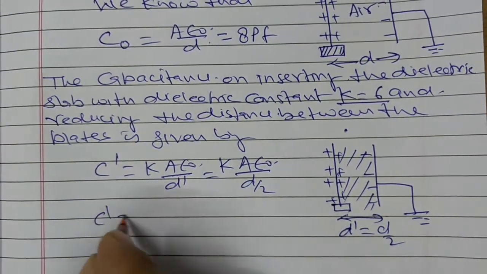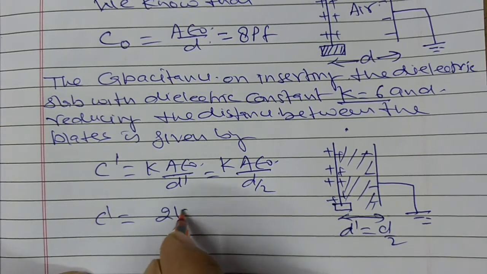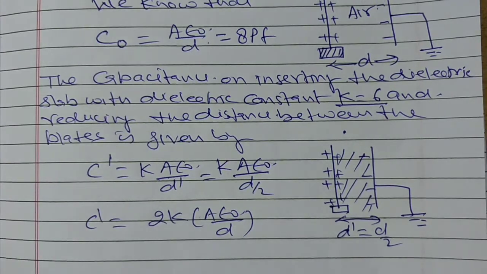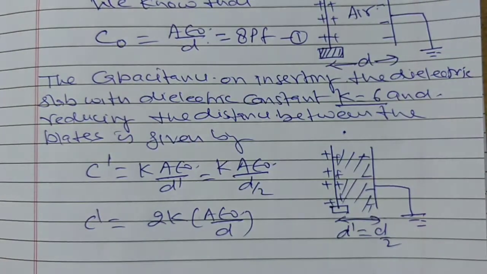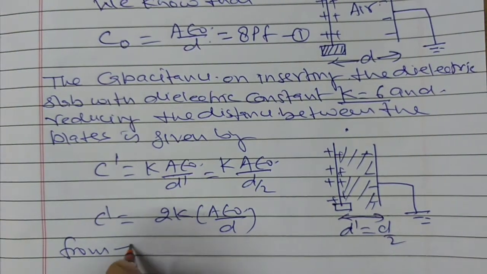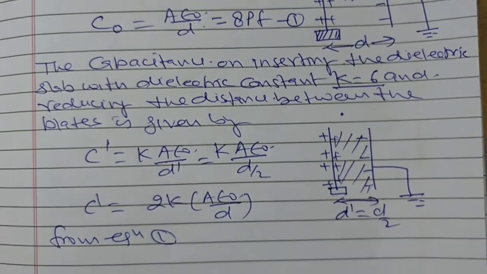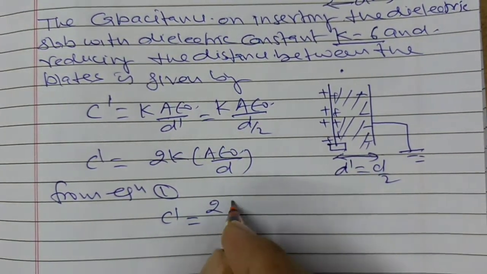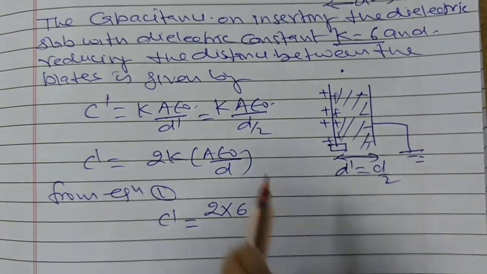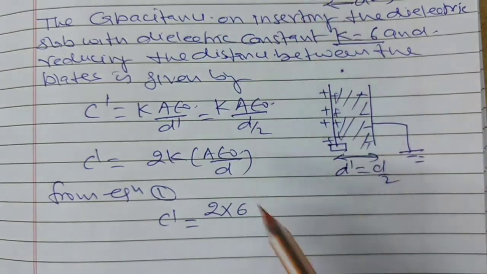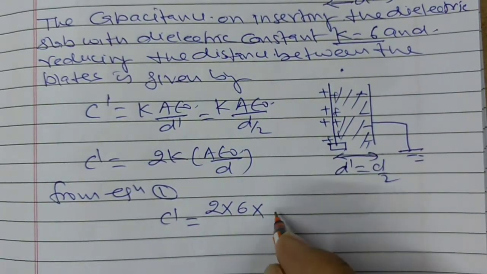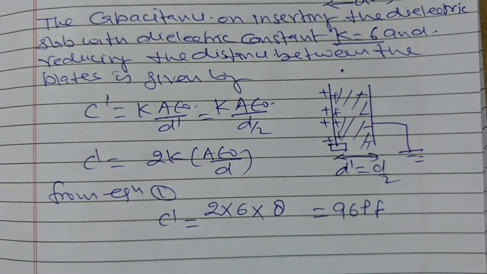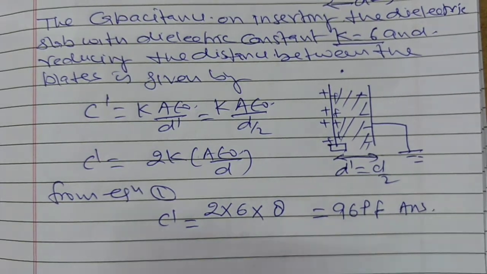Now this C dash can be written as 2 into K into A epsilon naught upon d, and here this equation number 1. Now from equation 1, this C dash is equal to 2 into K. K is given 6 and this A epsilon naught upon d from equation 1 is 8. On solving this is 96 picofarad. So this is the answer of this question.